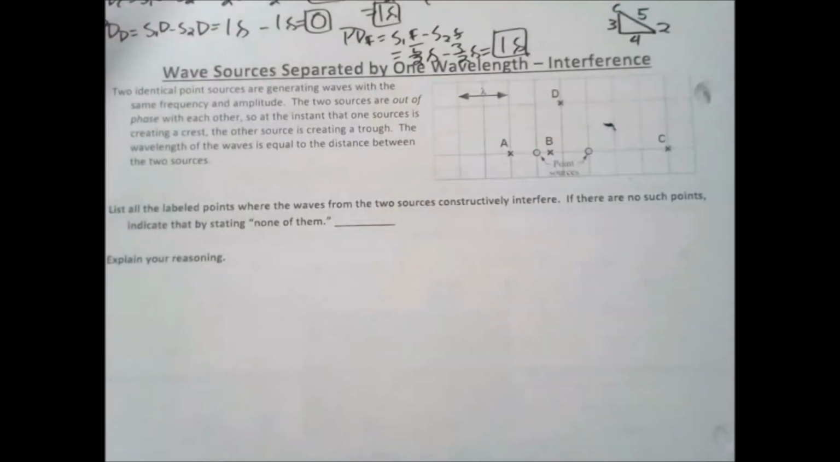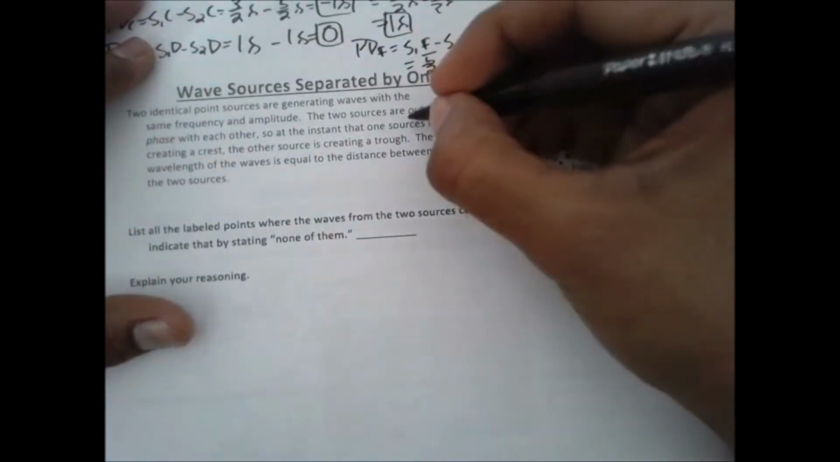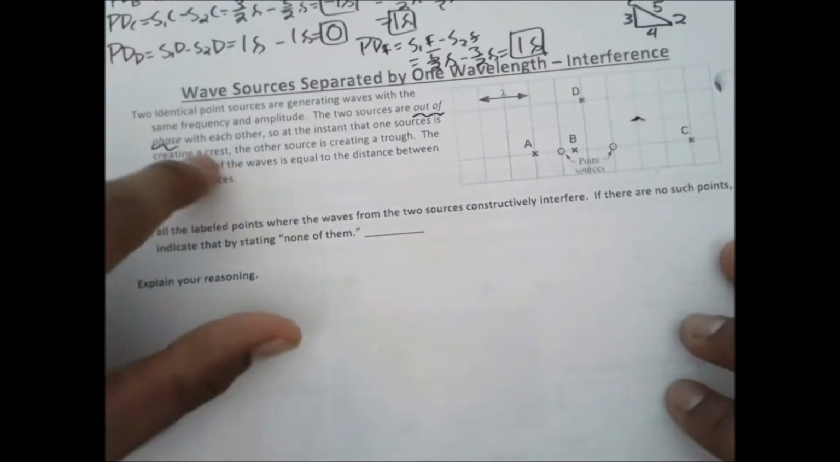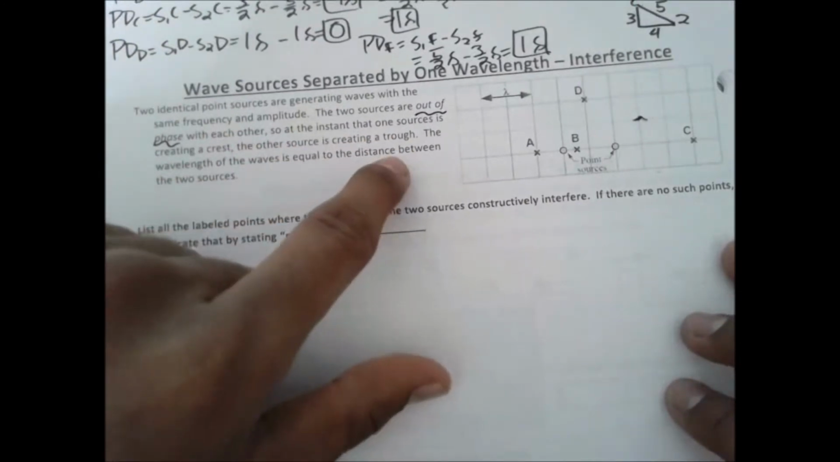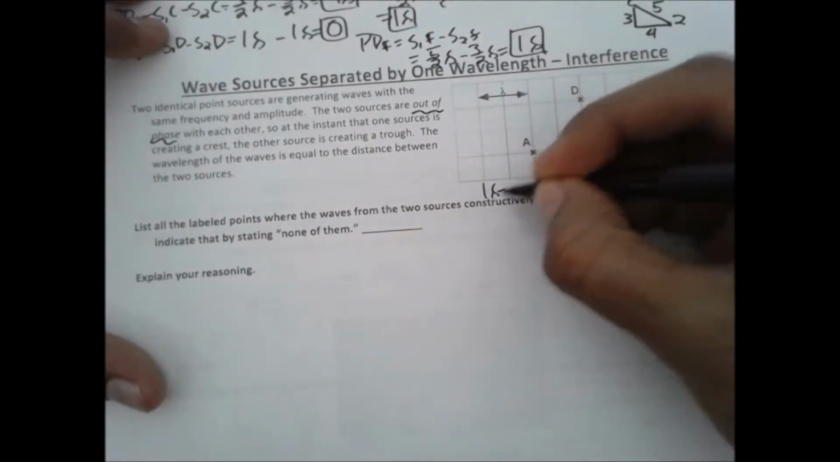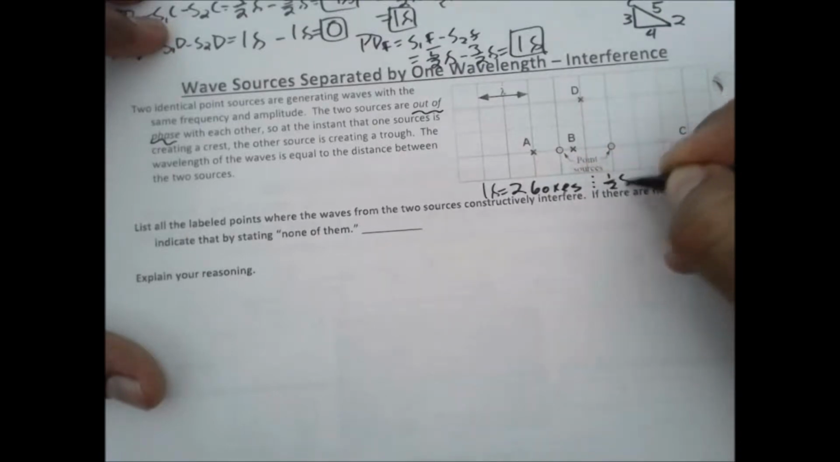Wave sources separated by one wavelength. Okay. Now, two identical sources are generating waves with the same frequency and amplitude. The two sources are out of phase. Interesting. So at the instant that one source is creating a crest, the other source is creating a trough. So this is out of phase. The wavelength is still equal to 2 boxes, and 1/2 of a wavelength is equal to 1 box.